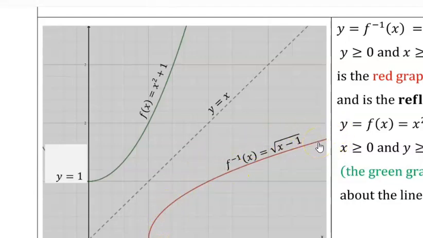If I'm not sure how it looks, then I can take a few points on this graph, like for instance there, that point is x equal to 1, y equal to 2. So now the point (2, 1) must be on this graph. If I look at another point, like for instance there, x is about 2/3, and the y is 1 2/5.